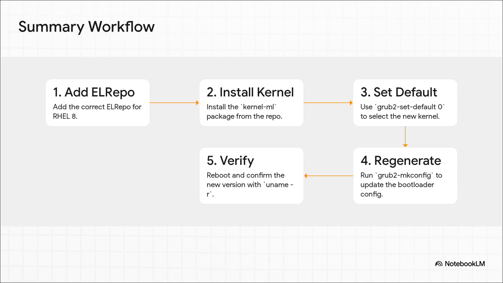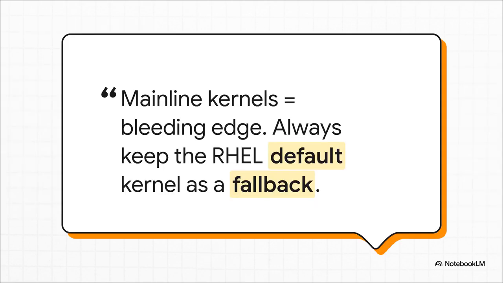That's the whole dance. And I'm going to leave you with this one last thought, the golden rule here. Mainline kernels are for the bleeding edge. They're exciting, but they're not for every situation. Always keep that stable RHEL kernel as your fallback and test everything thoroughly.